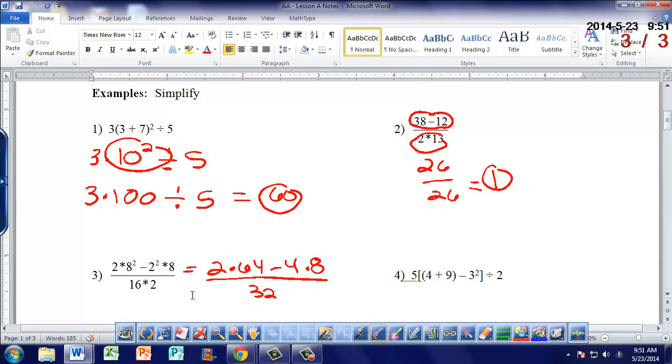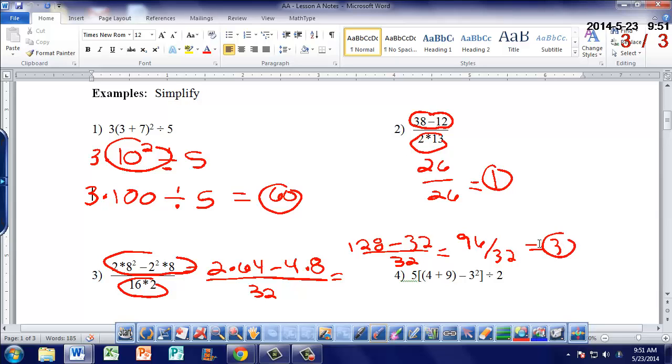You can go ahead and do that because we're looking at it as a grouping symbol, and that's the only thing we need to do on the bottom. Then on the top, we're going to go ahead and do the multiplication. So we get 128 minus 32 over 32. Then we're going to go ahead and do the subtraction on top. So we get 96 divided by 32. Then we divide, which is 3.